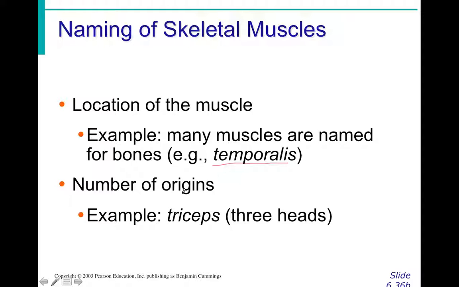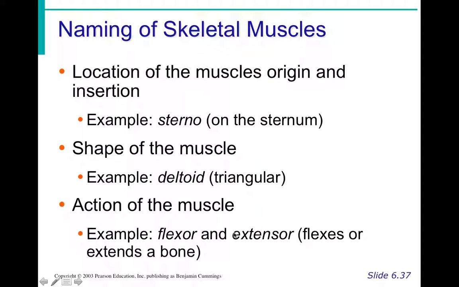And sometimes we'll name muscles based on the number of origins. Some of these originate from multiple little cartilaginous tendons, or the muscle separates into three areas before it ends at the tendon. One example of that is the triceps, 3 heads, biceps, 2 heads. It refers to the structure of the muscle and how many origins that muscle has. So there's lots of different things we take into consideration when we name a muscle.